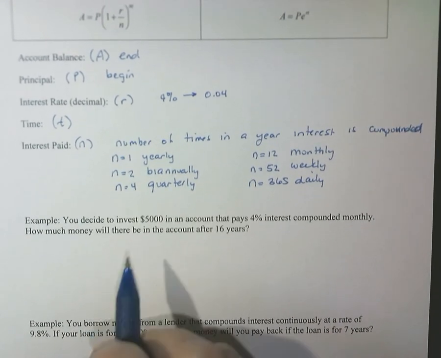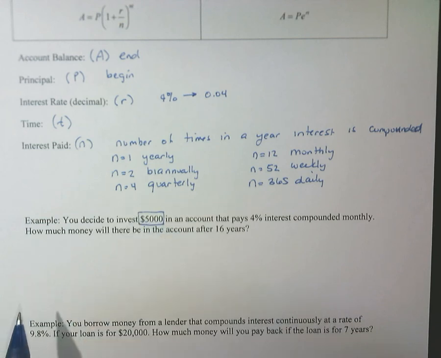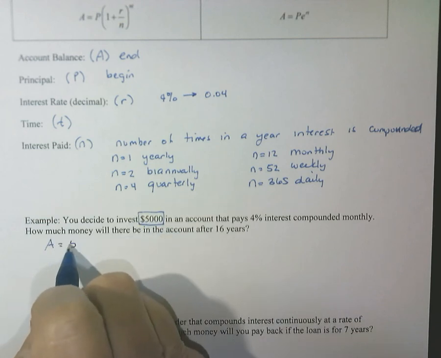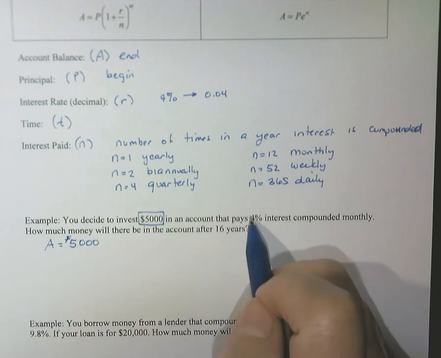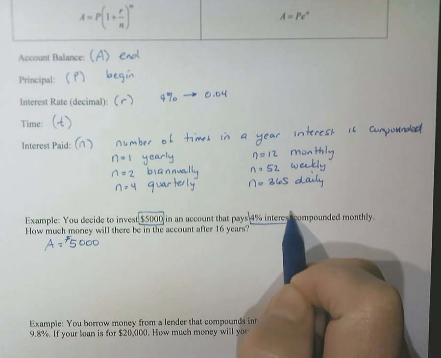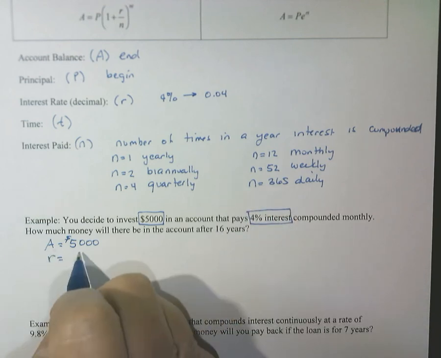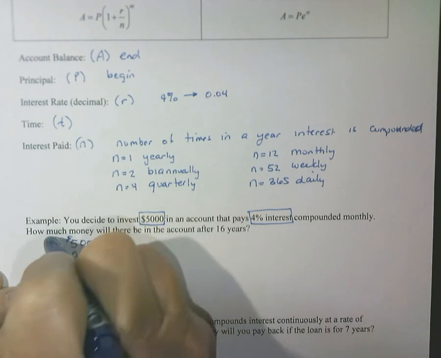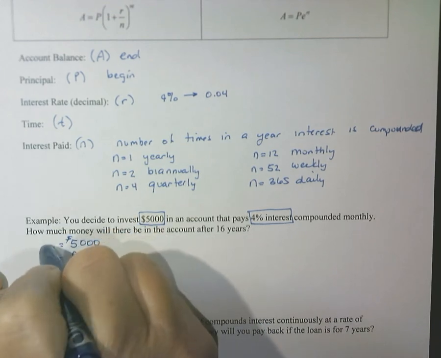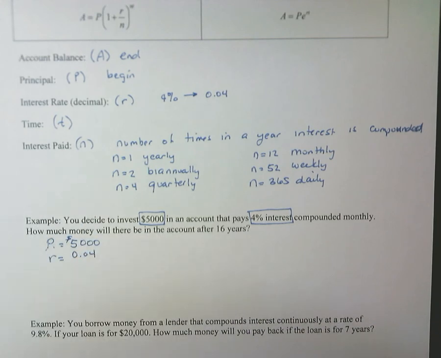Say you decide to invest $5,000. So $5,000 is my A. And an account that pays 4% interest. Well, 4% interest tells me that r equals 0.04. I just realized I made a mistake. This 5,000 is not A, 5,000 is P. It's your principal, it's what you start with.